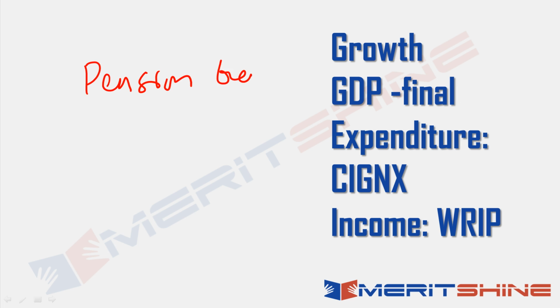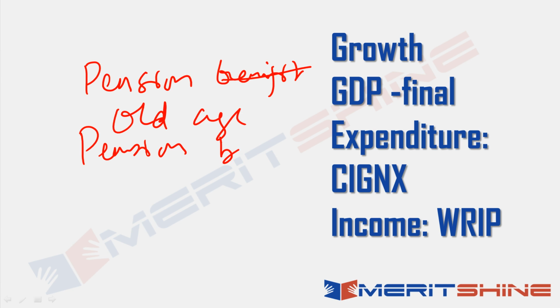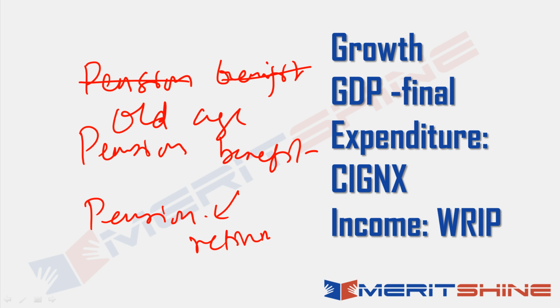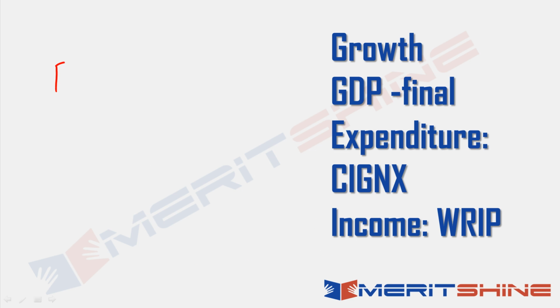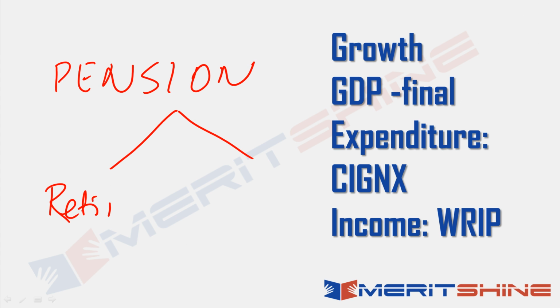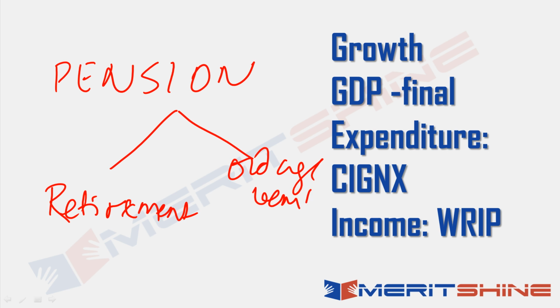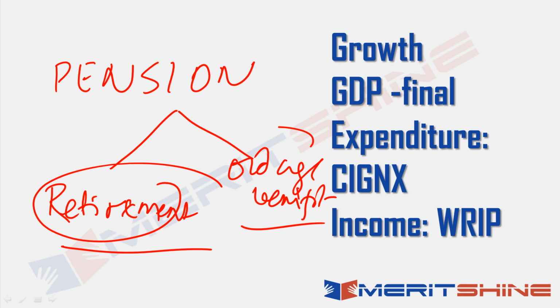Pension benefits: old age pension, and the pension that a retired official gets, retirement pension. I hope you understand these two are different things, right? Okay, let me write it neatly before someone comments. Pension: one, retirement; other, old age benefit. I hope you understand these are different.